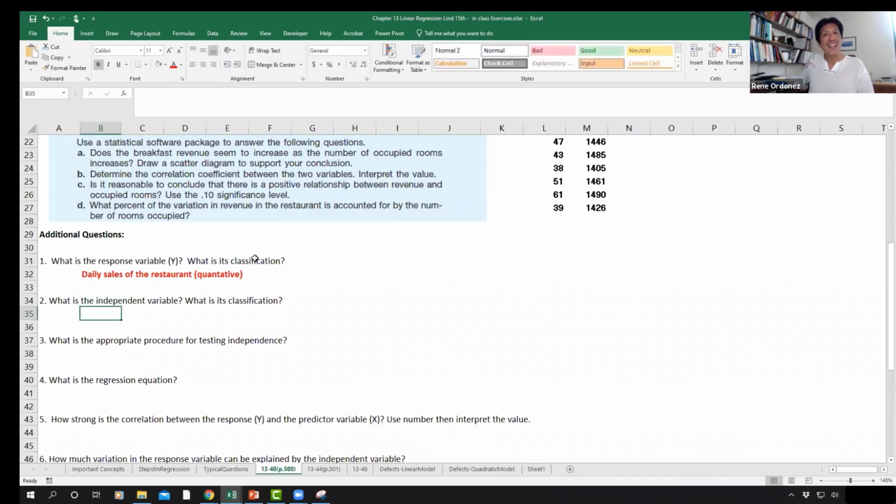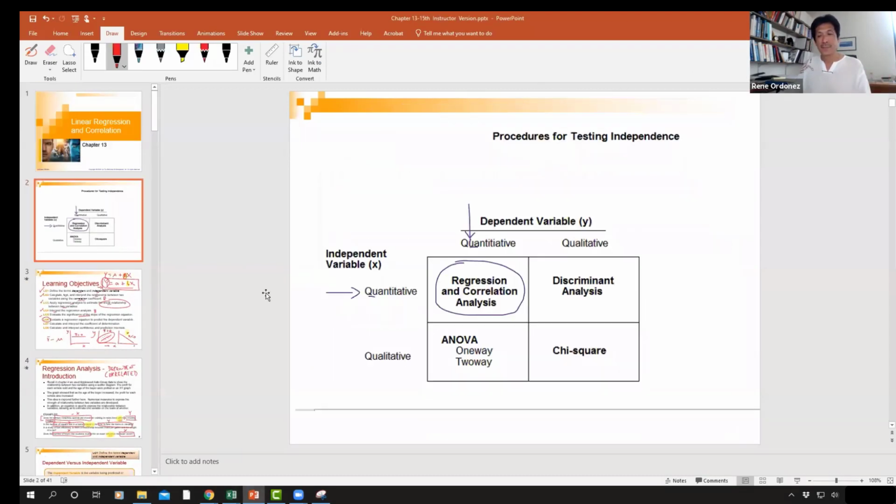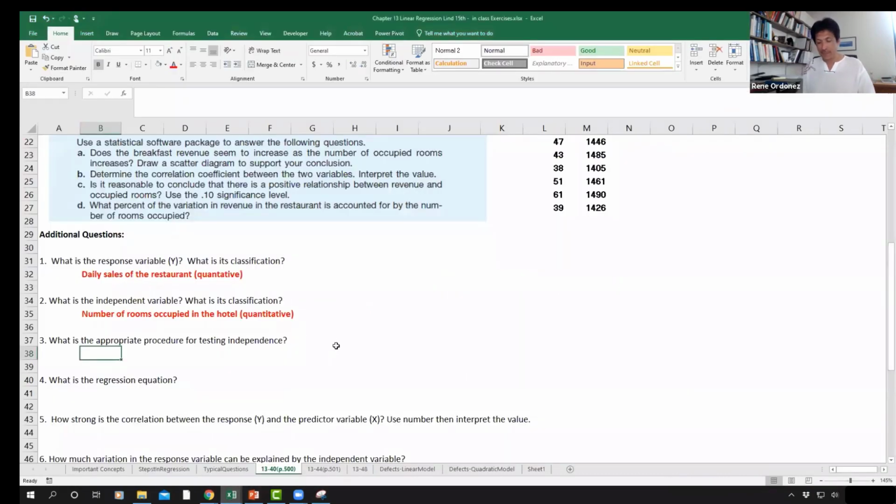And as far as the independent variable is concerned, this would be the number of rooms occupied in the hotel. And this is also quantitative. So question 3, what is the appropriate procedure for testing independence? Well, both X and Y are quantitative. It is regression and correlation analysis.